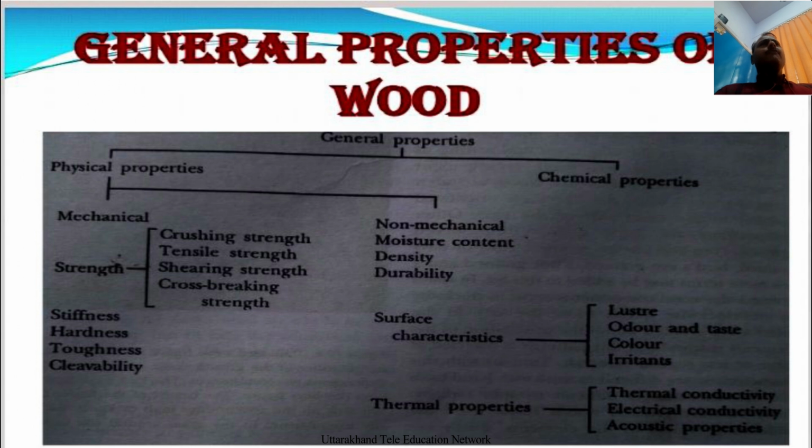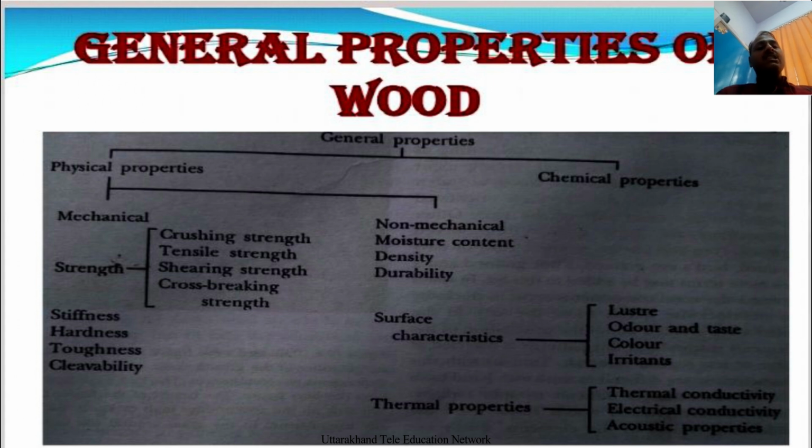Mechanical properties are very important for any wood to qualify as timber. The first and foremost important property is strength. Strength of any wood determines whether it may be used as timber or not. Strength may be crushing strength, tensile strength, shearing strength, cross breaking strength. All these strengths combined jointly decide the strength of any wood.